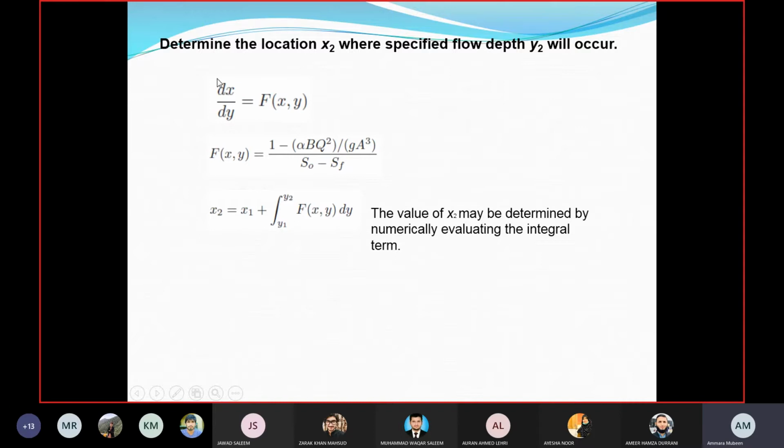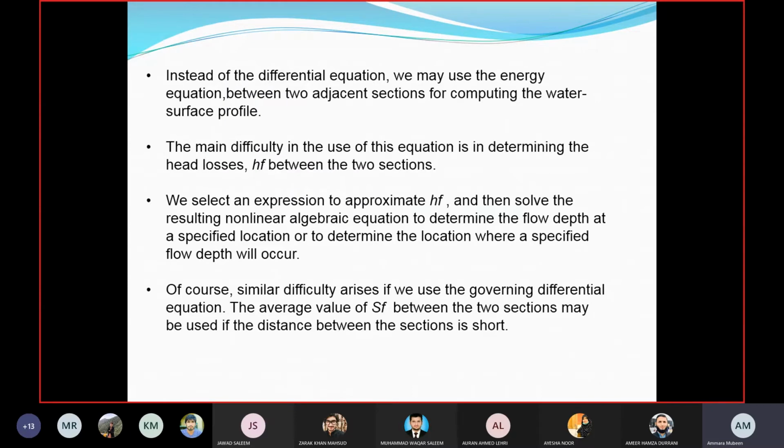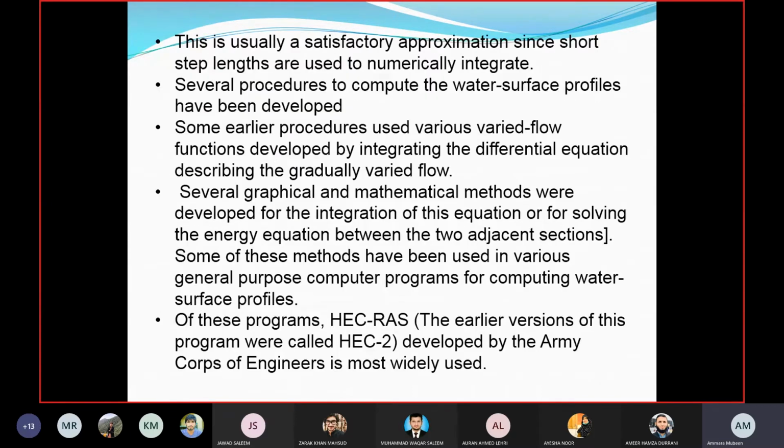Okay, so in the numerator there should be the parameter of x. dx by dy would be, if we say that it is a function of x, y, and this capital F function of x, y would be the reciprocal of the previous equation, and x2 can be determined. So this was a glimpse of the equations which need to be numerically solved to get the flow depth at various sections. Okay. So in both of these methods, our objective is to determine the water surface depth.